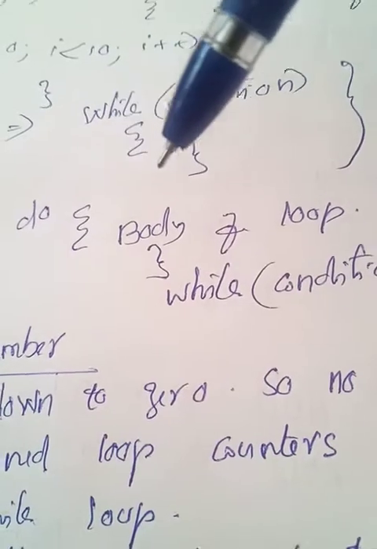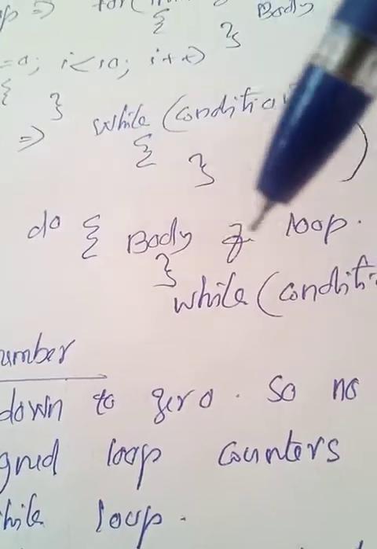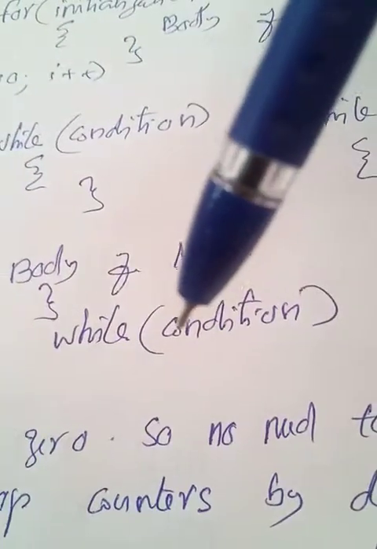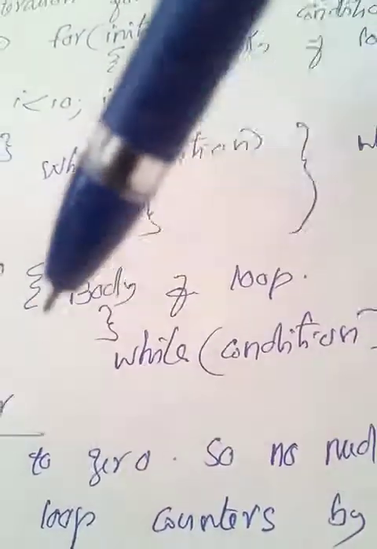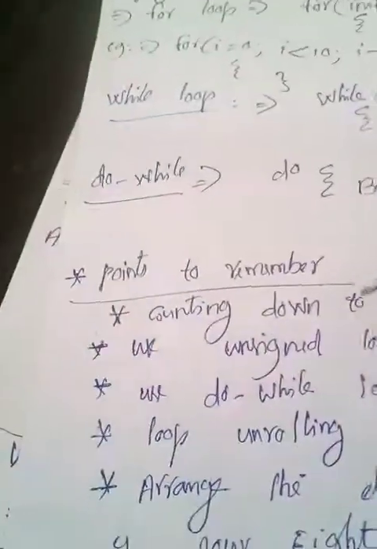Then do while, you can see do, body of the loop with while condition. That means first you do the body part, that is the action. First you do the action, then it checks the condition. That's why do while loop is called an exit controlled loop. Others are entry controlled loops.